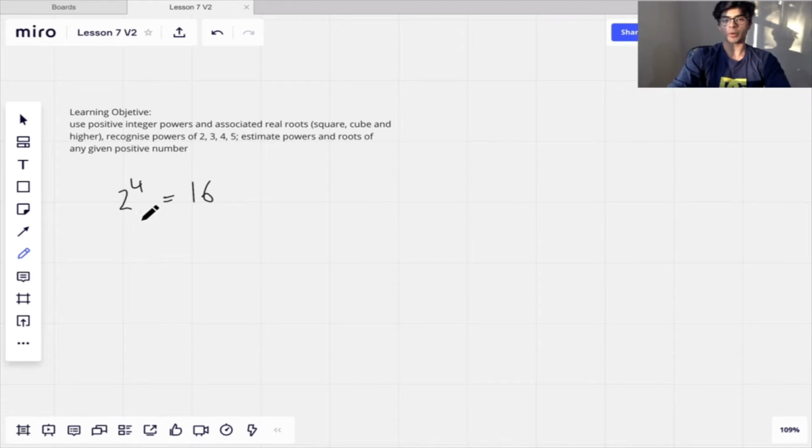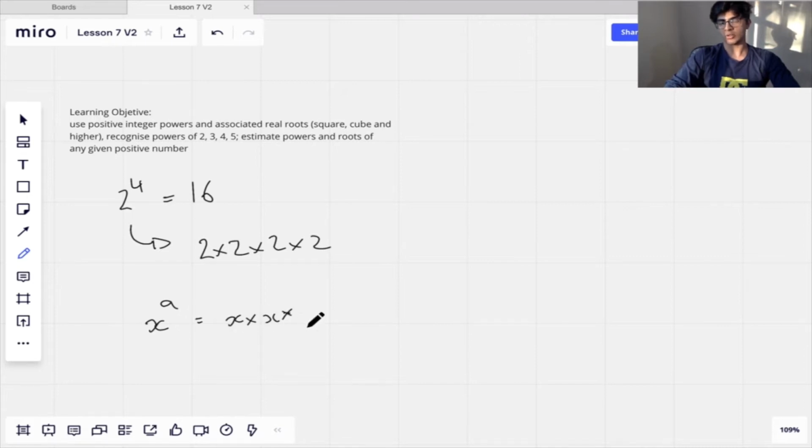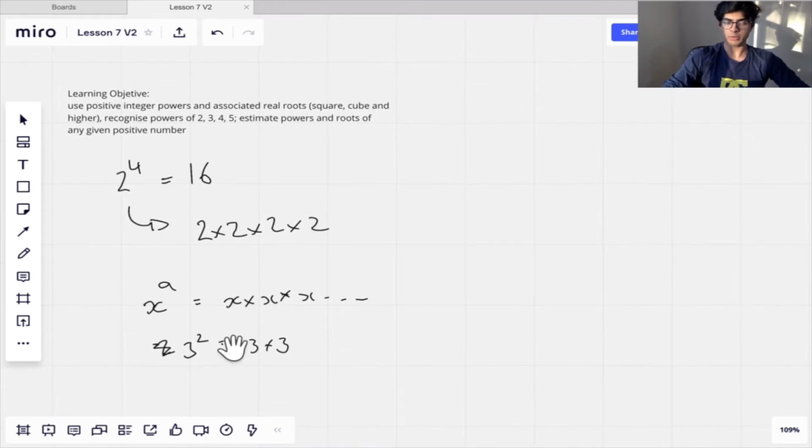But as a brief reminder, what this power means is that 2 to the 4 is the same thing as writing, thanks to our mathematical notation, 2 times 2 times 2 times 2. And when it's a number x to the power of a, it's saying you multiply x by itself a times. This is just mathematical notation, that's all it is. An example is 3 squared, which is 3 times 3. So that's what powers are, just a brief reminder.